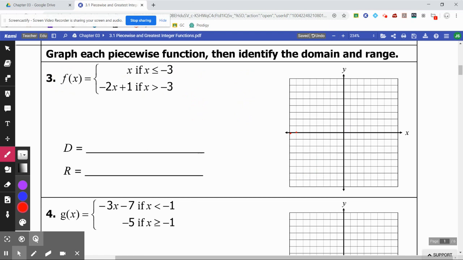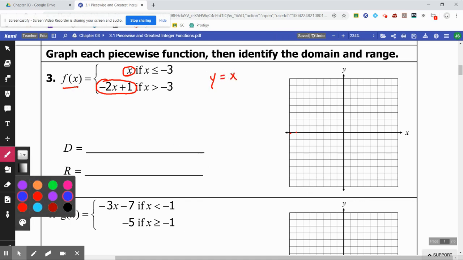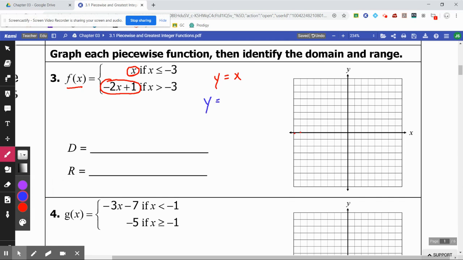Now, there's actually a second way that I'm going to demonstrate how to graph these. Here's another way of thinking of it. Let's graph each of them. Let's graph both of these. Let's start with y equals x. We're going to graph it, and then we're going to graph, in a different color, y equals negative 2x plus 1.